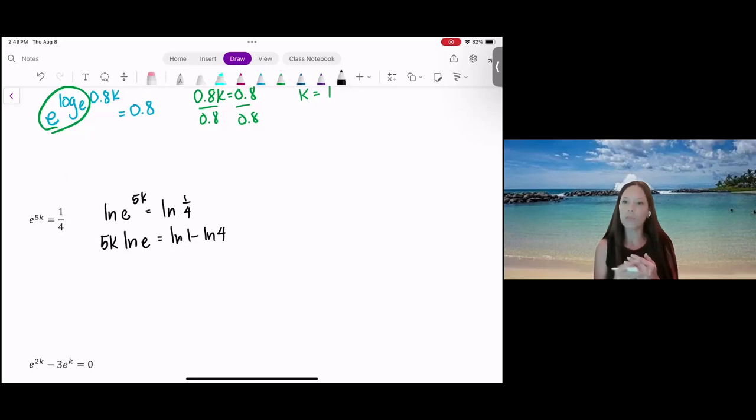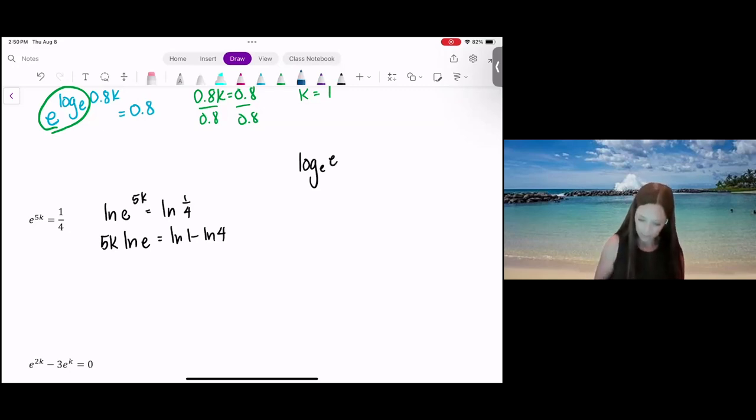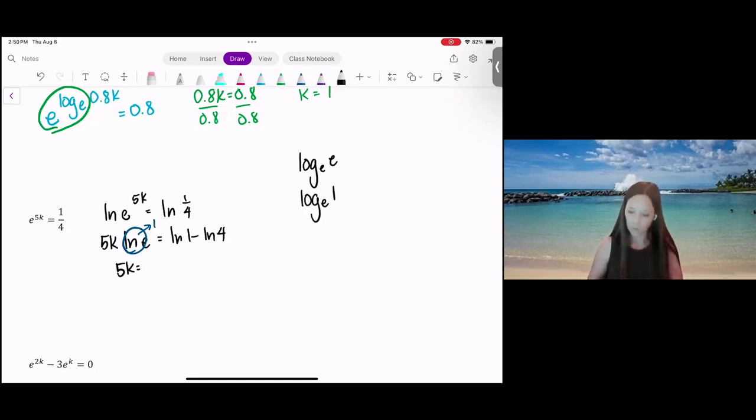You might not be familiar with it if you're just learning natural logs, but if you go back to the logarithmic properties, you can understand that the natural log of 1 is a specific value, just like the natural log of e is also a specific value. 5k natural log of e, we've already established that the natural log of e is log base e of e, which is the value 1. That means I have 5k times 1, or 5k, and then natural log of 1, if I was to rewrite that, I have log base e of 1, and e to the 0 is 1, which means that this value here is 0.